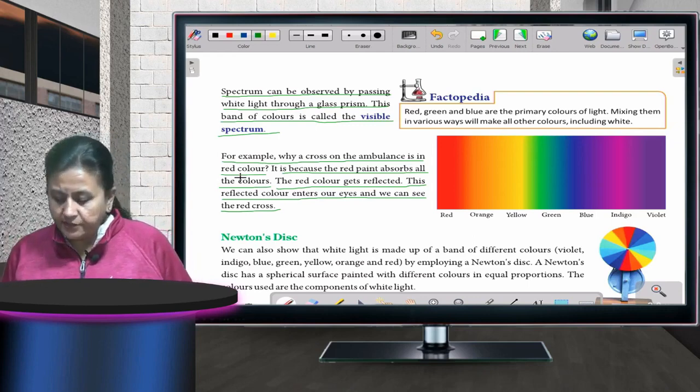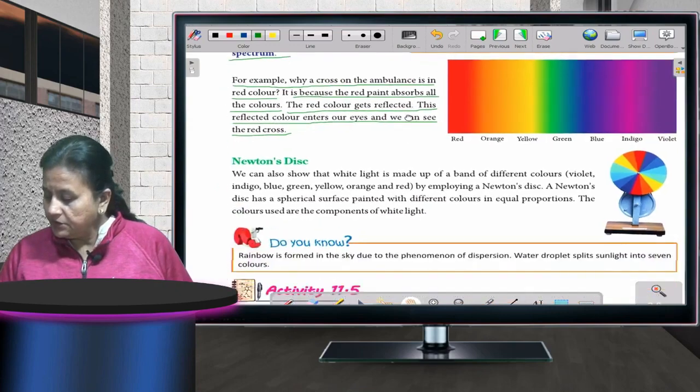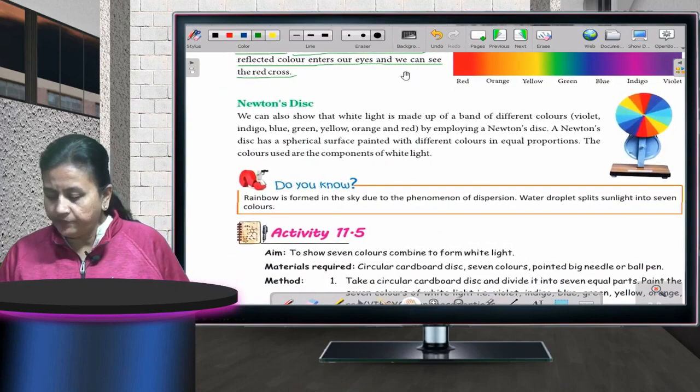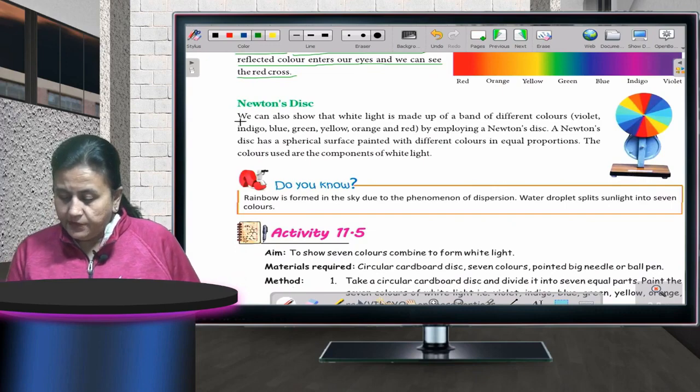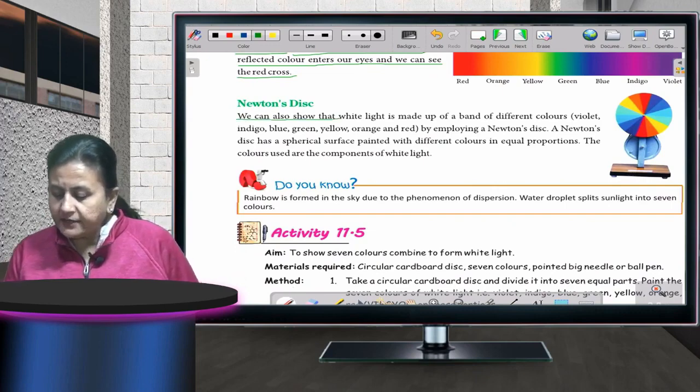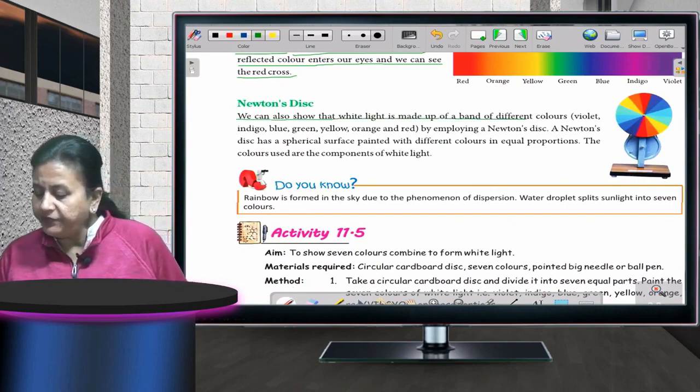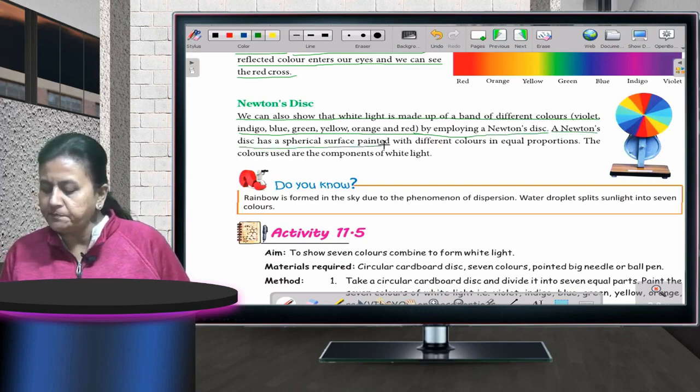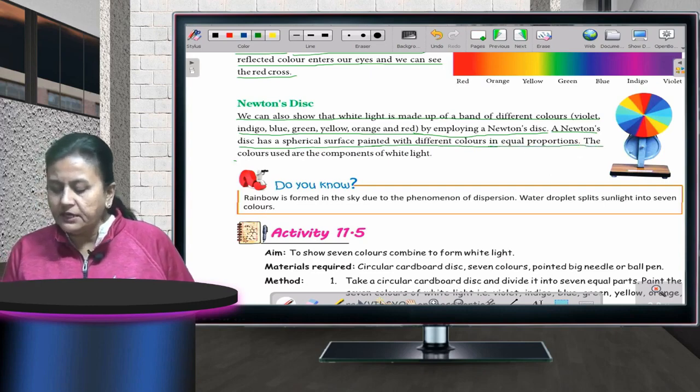Now Newton's disk. If I talk about Newton's disk, can you all see on your screen now? We can also show that white light is made up of a band of different colors, that is violet, indigo, blue, green, yellow, orange and red, by employing a Newton disk. A Newton disk has a circular surface painted with different colors in equal proportions. The colors used are the components of white light.